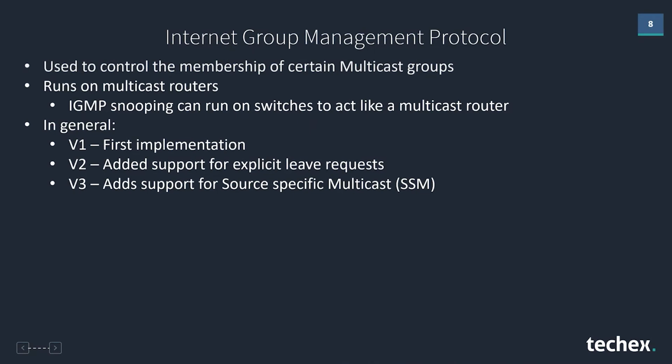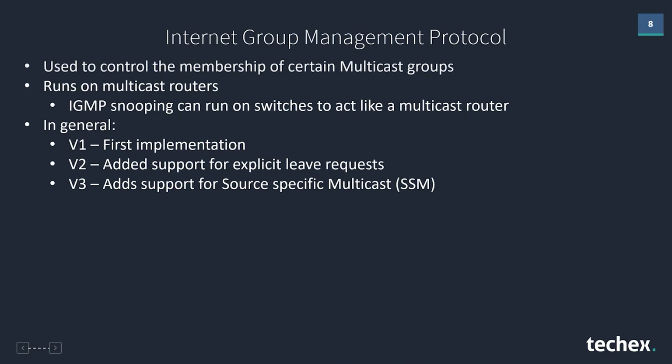V1 was the first implementation. It's a little bit bare bones. It does the job, but it isn't perfect. There are many issues, specifically around the time that it takes for a host to leave a multicast group. There aren't any explicit leaves. So that's where V2 came in. It added support for explicit leave requests. So now a host can explicitly say, I don't want this traffic anymore, and from that point on it doesn't receive the traffic anymore, as long as everything's working correctly. In V1, it would take a while for things to time out, and then the switches and routers would no longer forward traffic because they didn't see the requests.